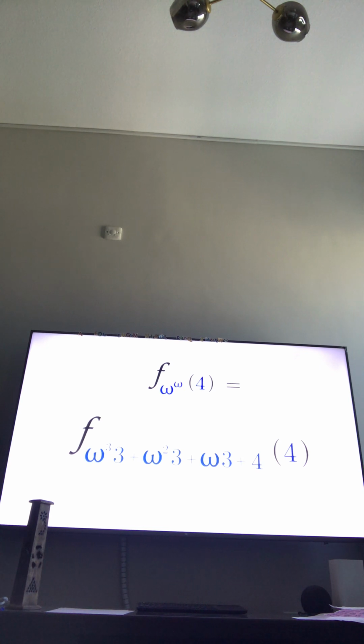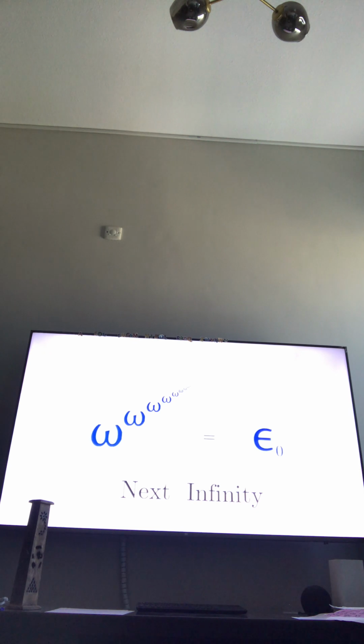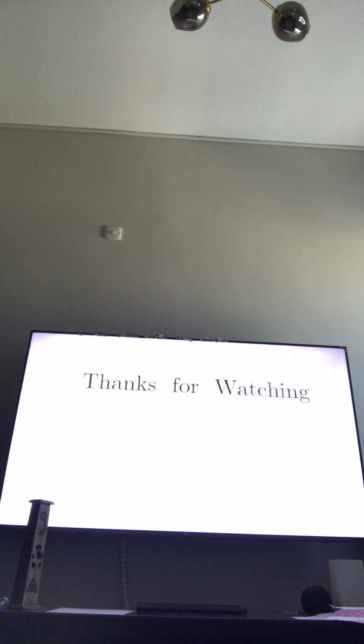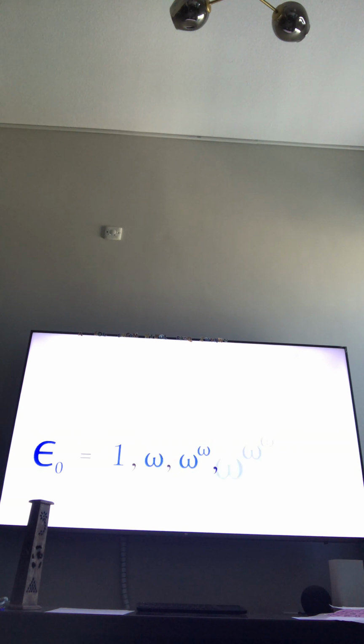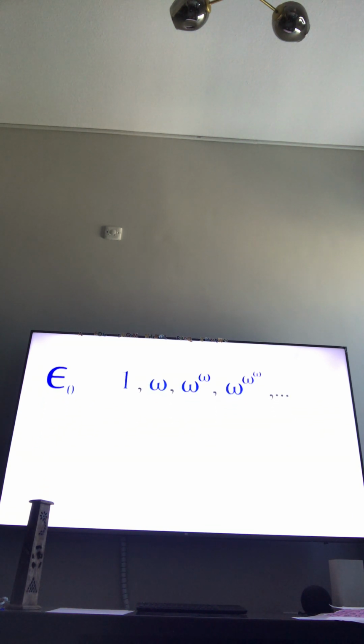But we can even go bigger. We can have omega to the omega to the omega. We can keep exponentiating omega really. And the limit of this is epsilon naught, which is our next infinite ordinal after omega. We had omega to the power of omega an infinite number of times. This is equal to epsilon naught. The counting sequence for epsilon naught is 1, omega, omega to the omega, omega to the omega to the omega, so on and so forth.